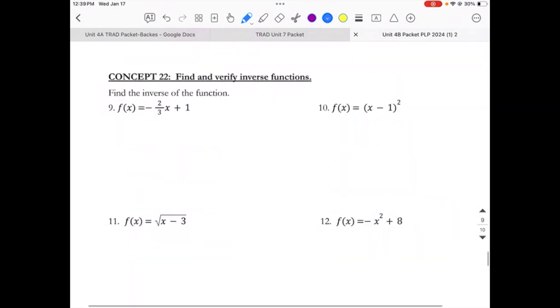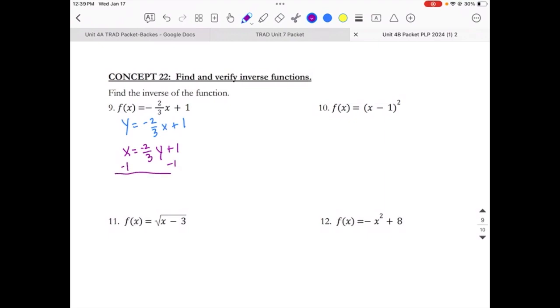For concept 22, we're looking to find inverses of function. Remember, there are 4 steps. The very first step is you're going to change your f of x to a y. This is the exact same function still, just in equation form instead of function form. Okay, then you're going to switch the x and y. And then we're going to isolate the y. So we're going to move the 1 over.